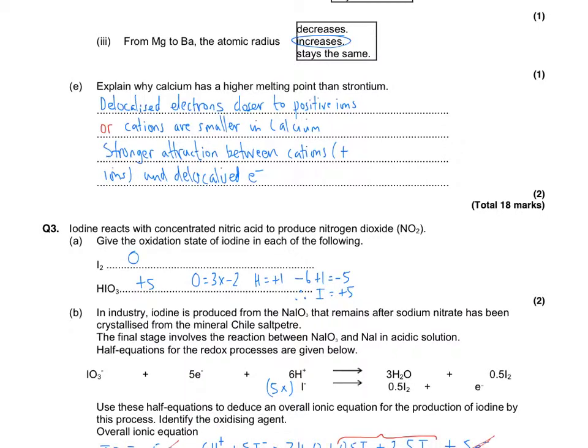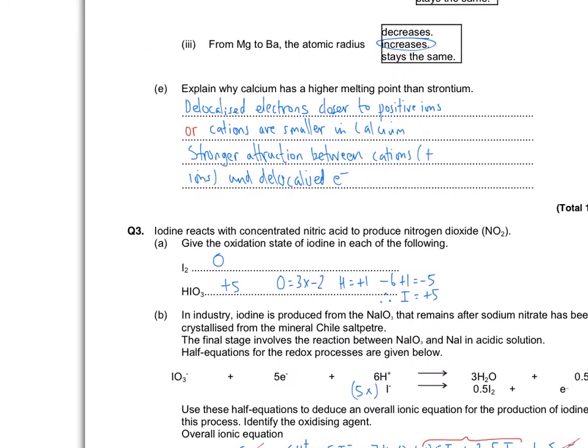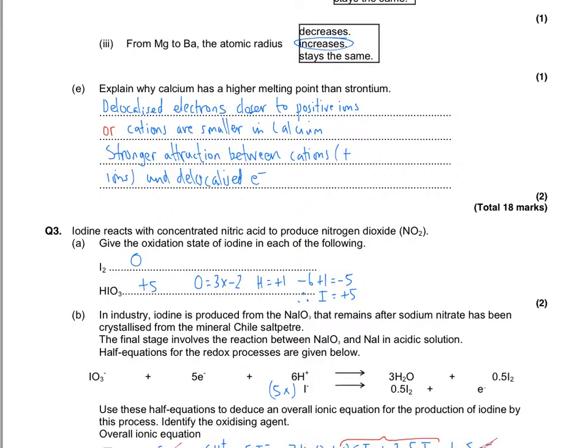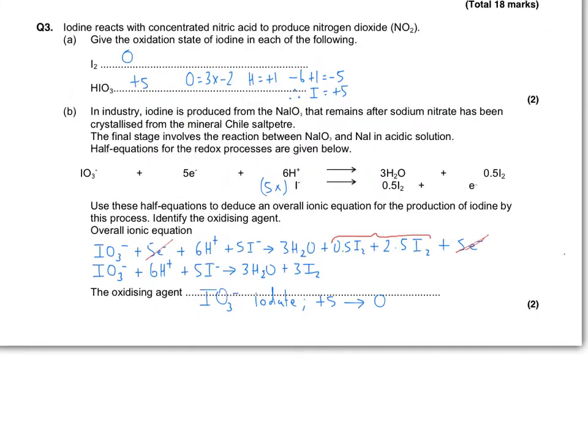Explain why calcium has a higher melting point than strontium. It's all about the strength of the metallic bonds. So the delocalized electrons in calcium are close to the positive ions, and therefore a stronger attraction between the positive cations, the negative delocalized electrons, means a stronger metallic bond.